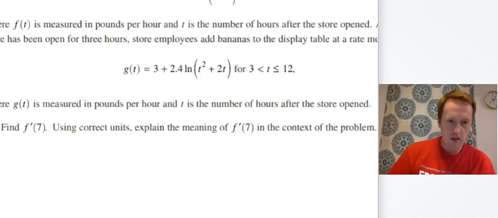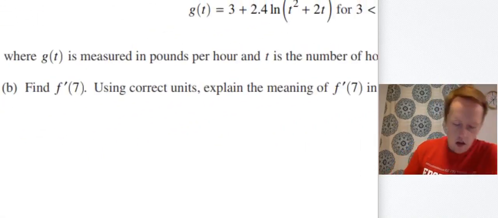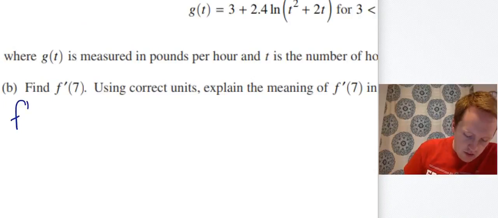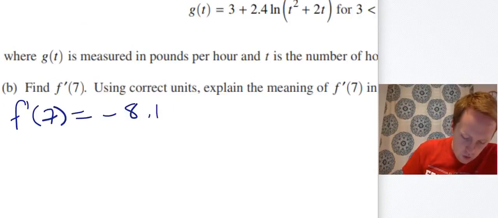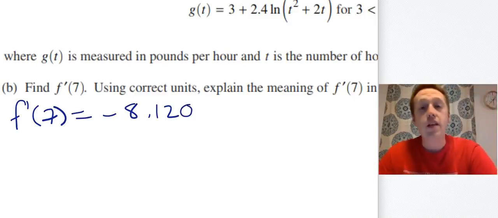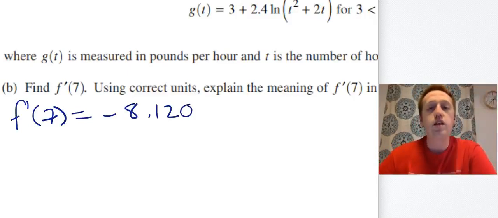So when you do that, we find that f prime of 7 is equal to negative 8.120. Now the next part of this says using correct units, explain the meaning of f prime of 7 in the context of the problem. So what I'm going to do first is find the units, and I want you guys to be careful. I don't want you to think once I've found the units, I've explained the meaning, because that's not true. Units don't tell you what's going on, they're just units.